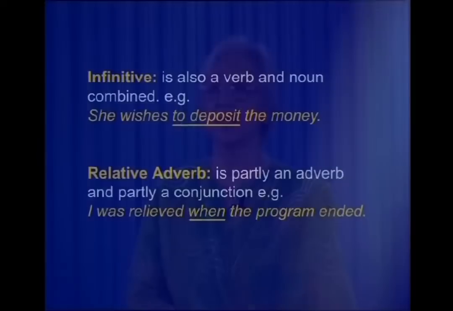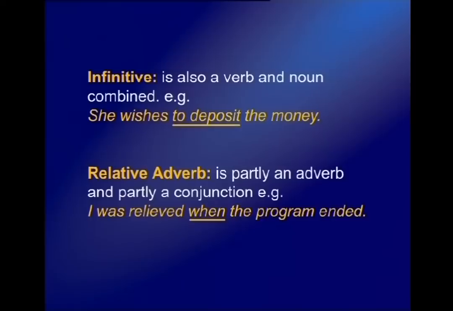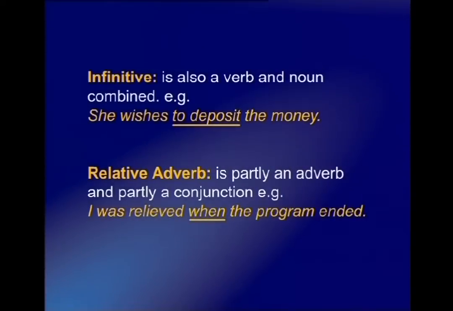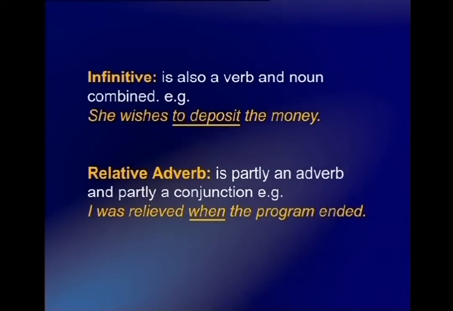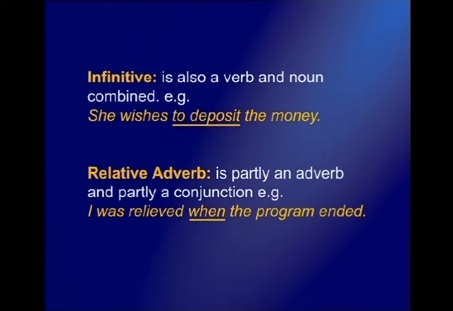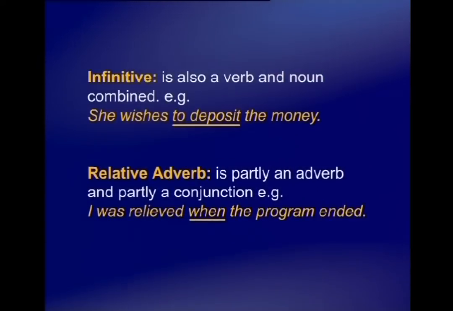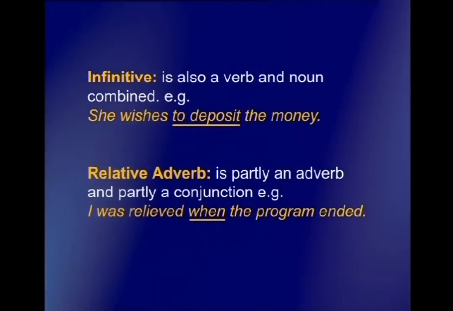The fourth term that you must know is the relative adverb. The relative adverb is partly an adverb and partly a conjunction. Example: I was relieved when the program ended. Here the word when is modifying the verb was, so when is an adverb. But because it joins I was relieved and the program ended, it is also a conjunction. Now you must be familiar with these four terms: participle, gerund, infinitive, and relative adverb.